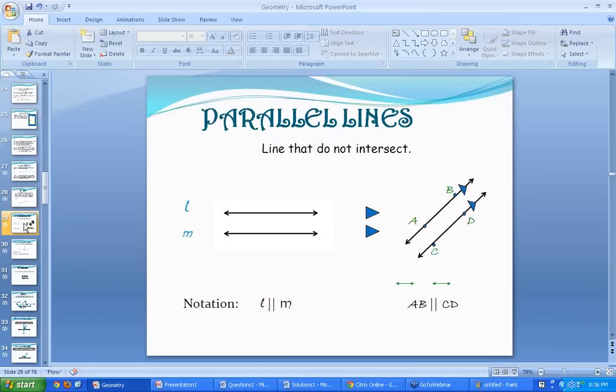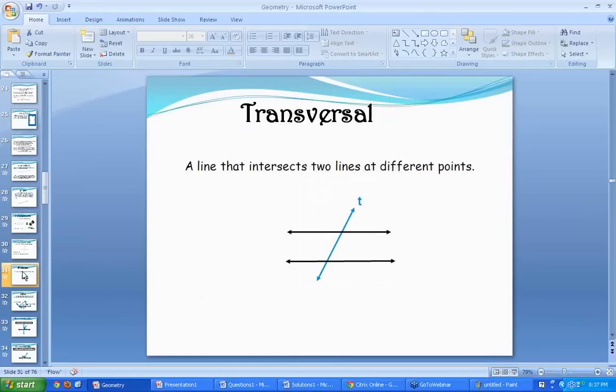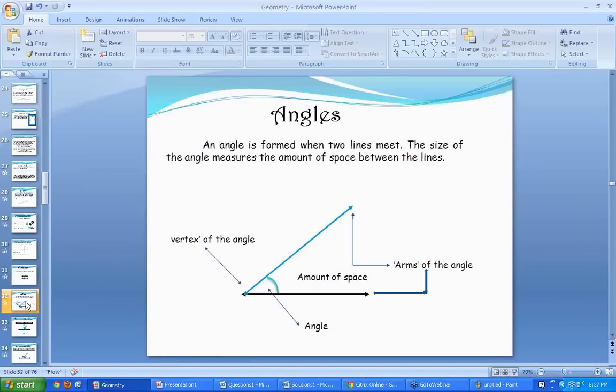Parallel lines, two lines which will never intersect, which will go on and on, are parallel lines. Perpendicular lines, lines which make an angle of 90 degrees at the intersection point, are called perpendicular lines. Transversal, a line that intersects two lines at different points, is a transversal line. These properties are used later, so I am just giving a brief. Angle, I don't need to tell you.